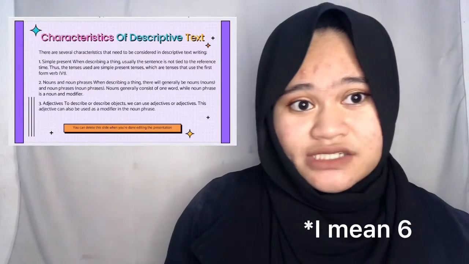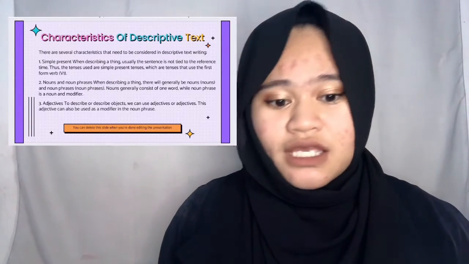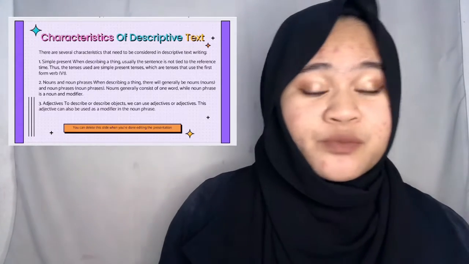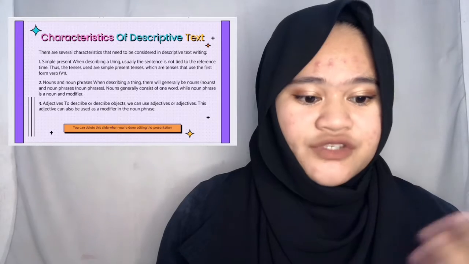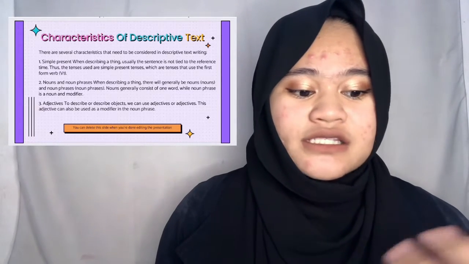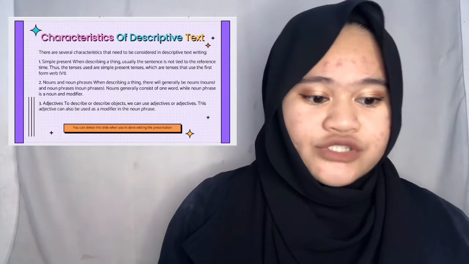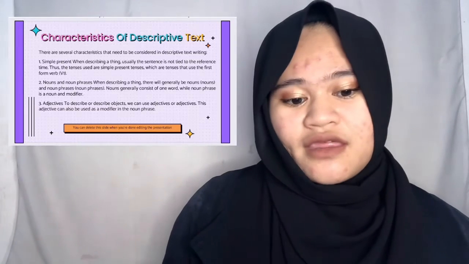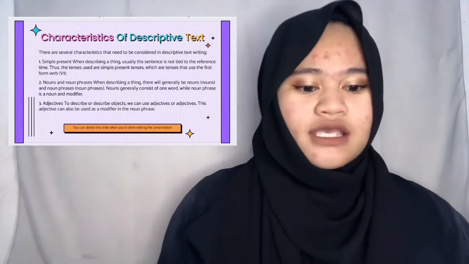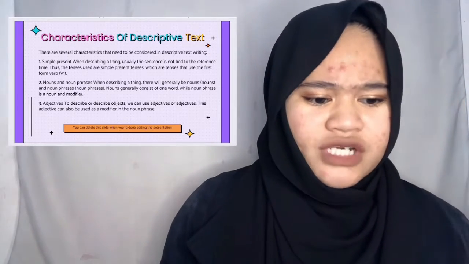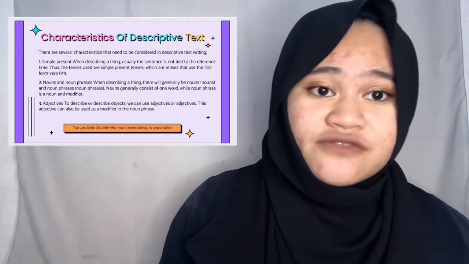So, what are the characteristics of descriptive text? Here are 7 characteristics of descriptive text. The first one is simple present. When describing a thing, usually the sentence is not tied to a referent time. Thus, the tense used is simple present tense, which uses the first form of the verb.